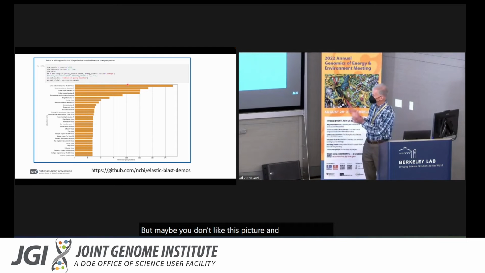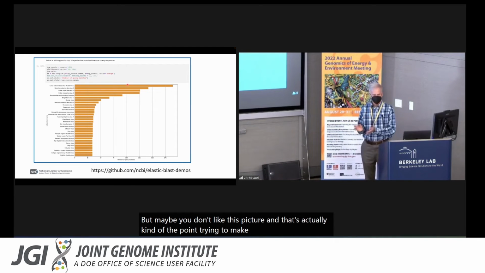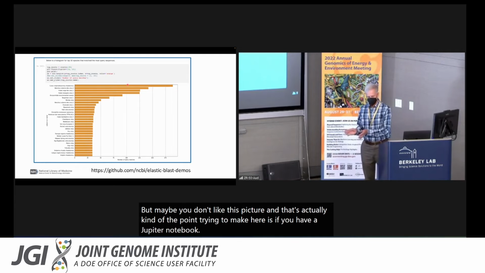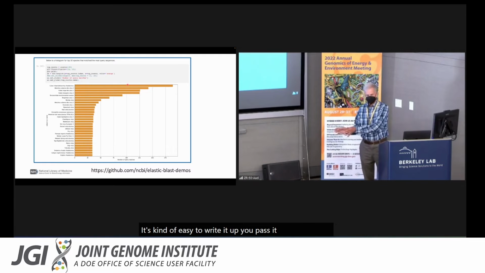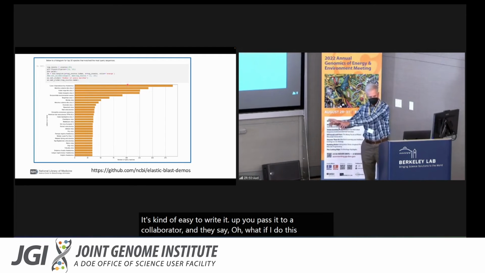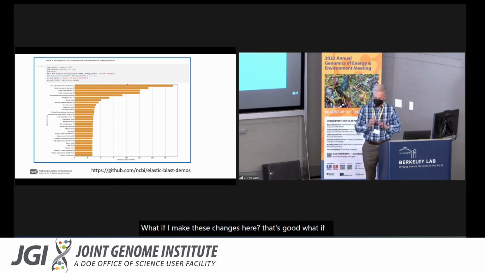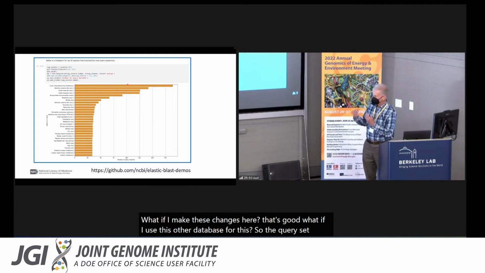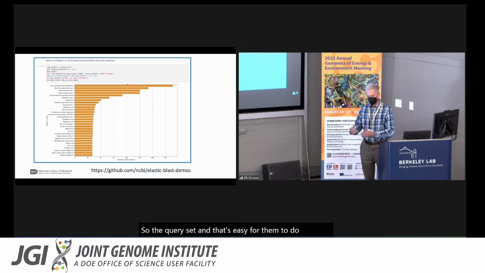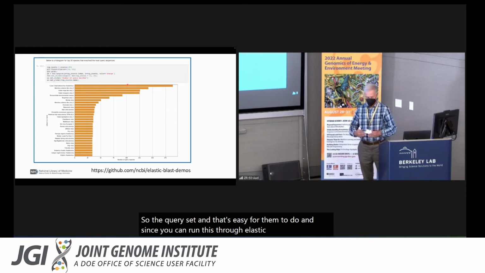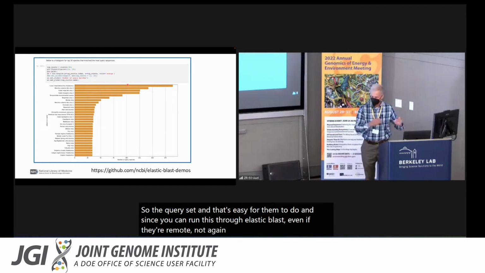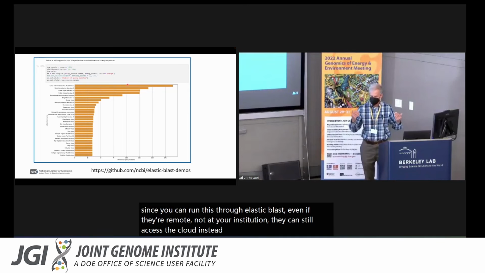That's actually the point I'm trying to make here. If you have a Jupyter notebook, it's easy to write it up and pass it to a collaborator, and they say, oh, what if I make these changes here? That's good. What if I use this other database or this other query set? That's easy for them to do. And since you can run this through ElasticBLAST, even if they're remote, not at your institution, they could still access the cloud and do the run in exactly the same manner that you did before.